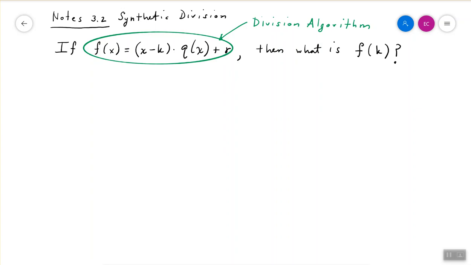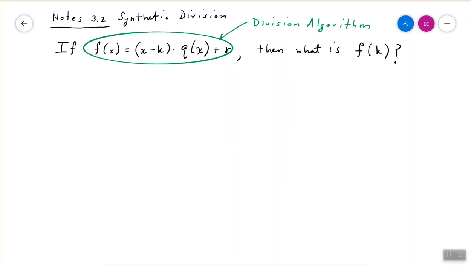Wow, that's a lot. Okay, here's the new question. If we can write f of x in this new form, then what does that tell us about f of k? That's a hard question. It's sort of abstract. There are no numbers anywhere in my question, but if we think about it, I bet we can get the right answer.